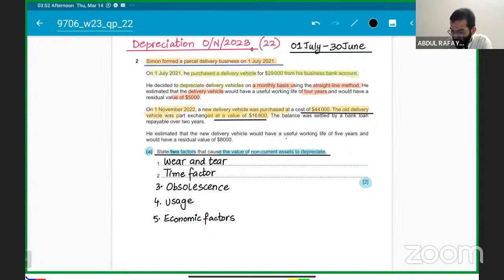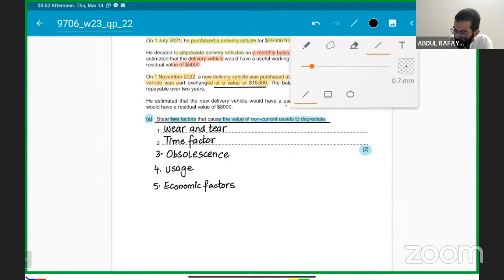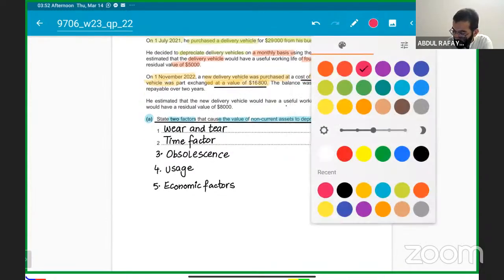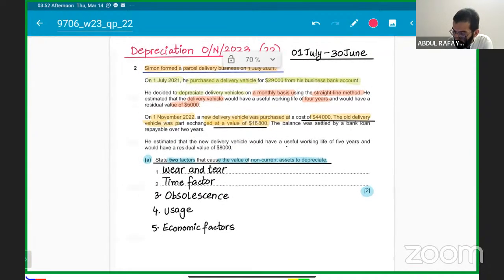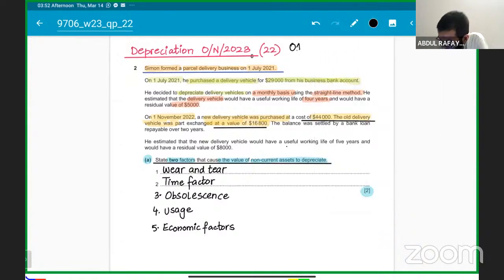And the policy is given for the new delivery vehicle as well. So let's talk here about the number of years in the depreciation chapter. Number of years are very important, students. So I can clearly say here that we are dealing from 1st July 2021 to 30th June 2022.